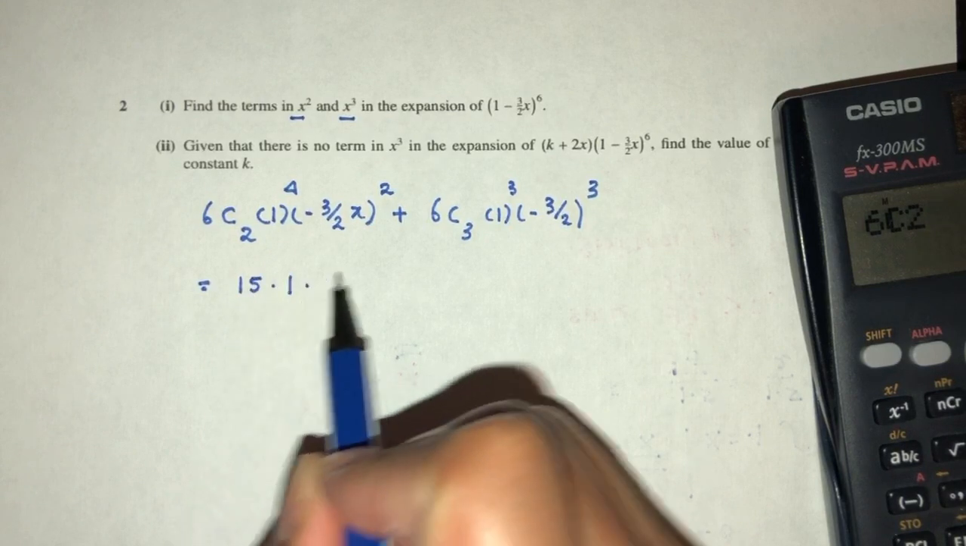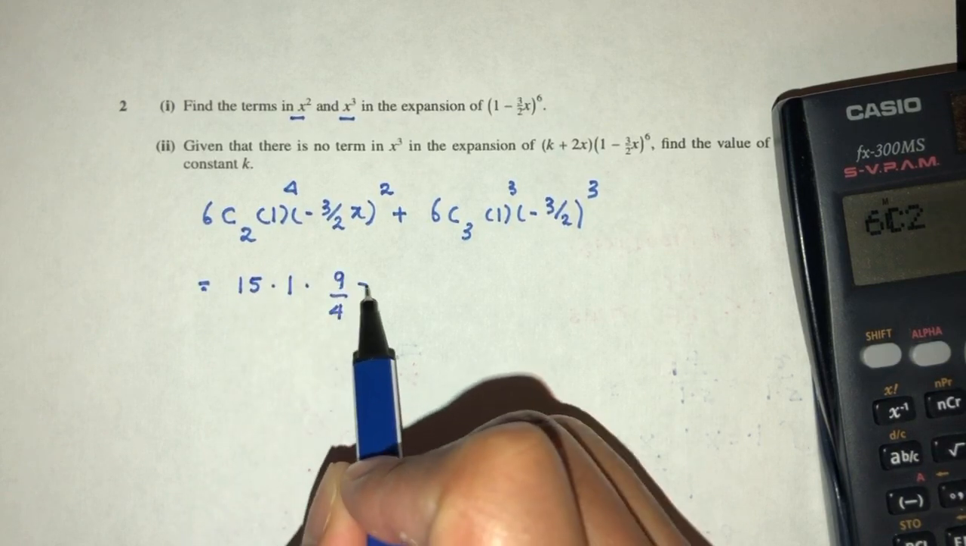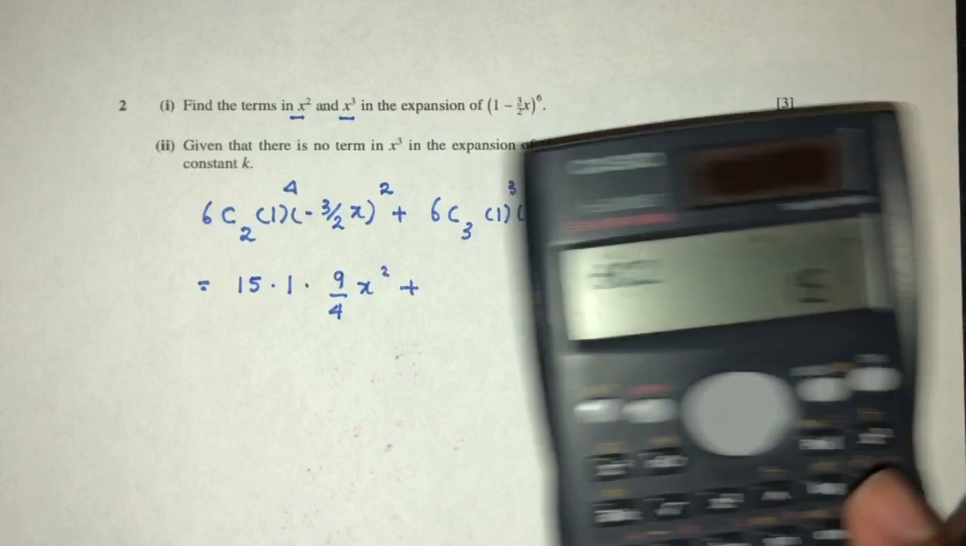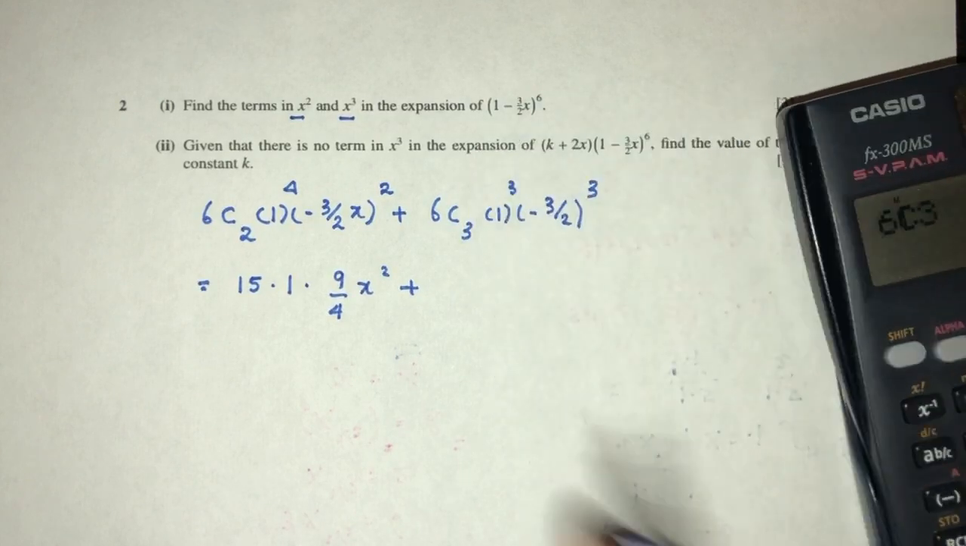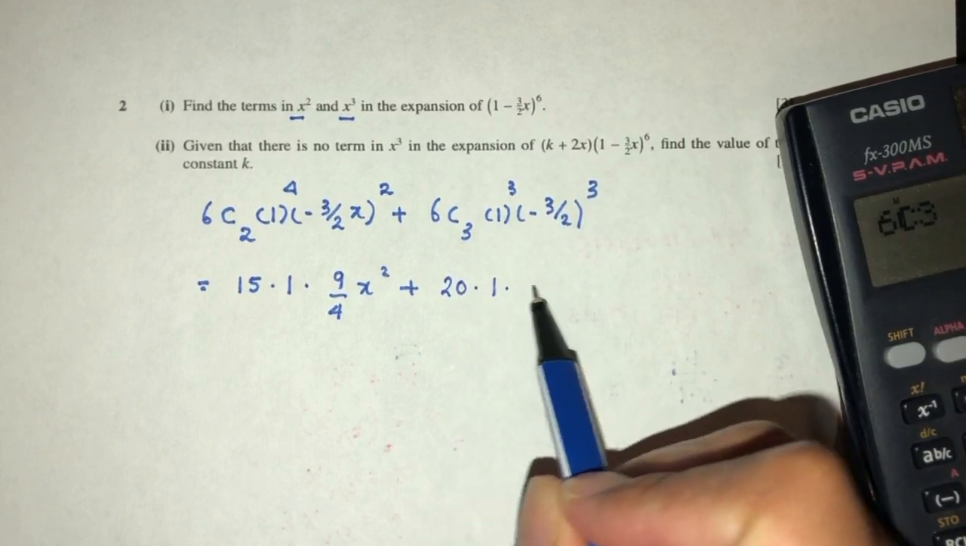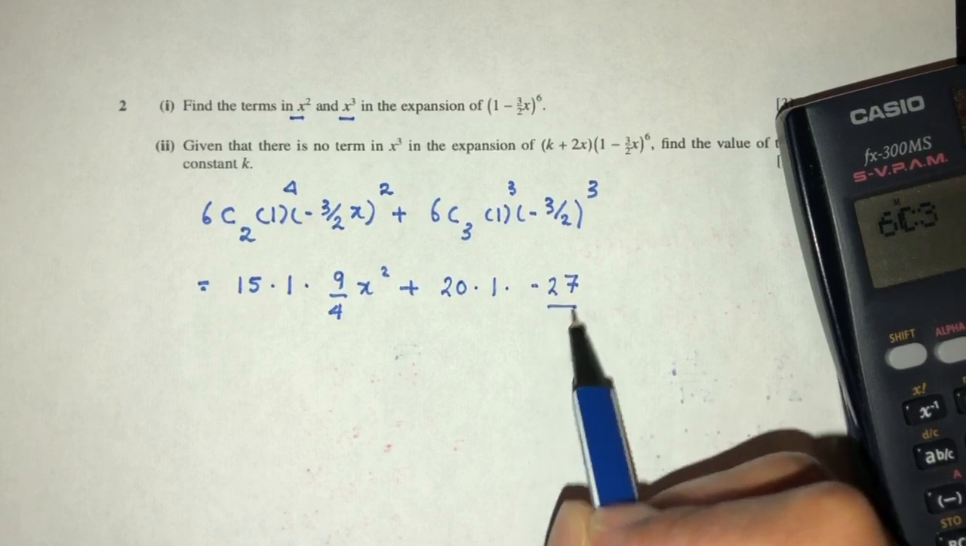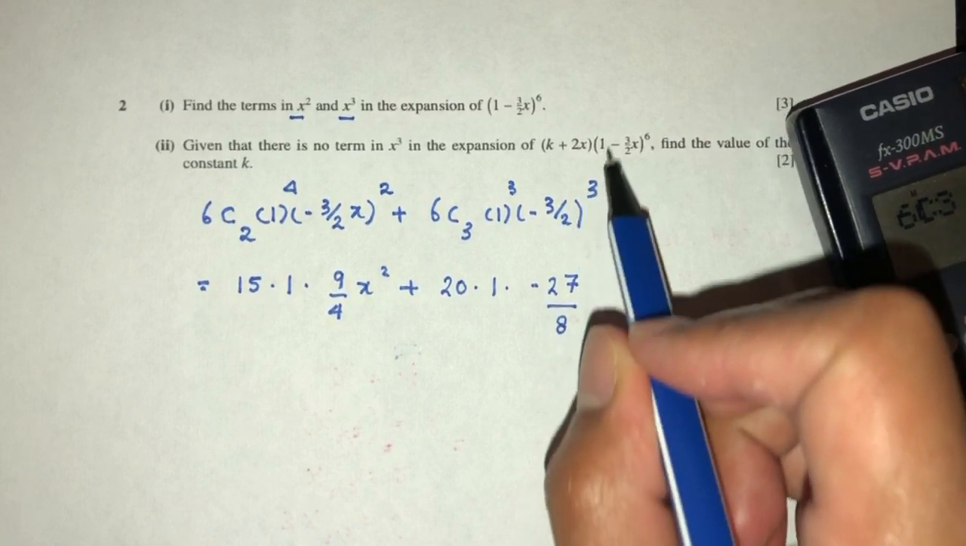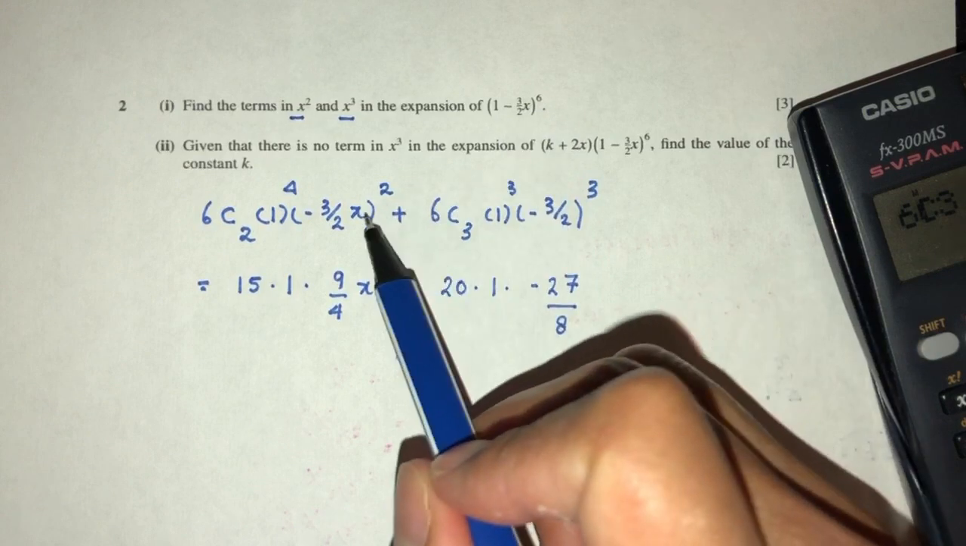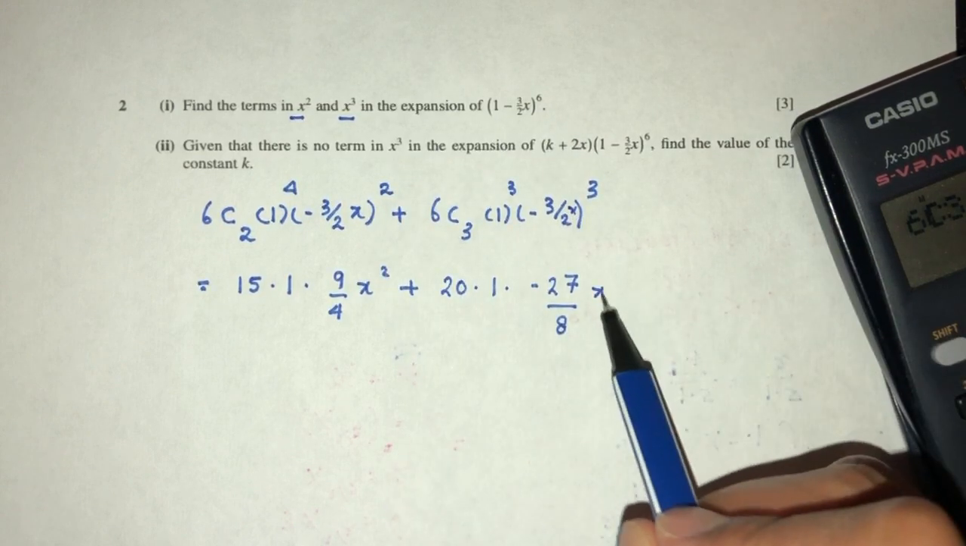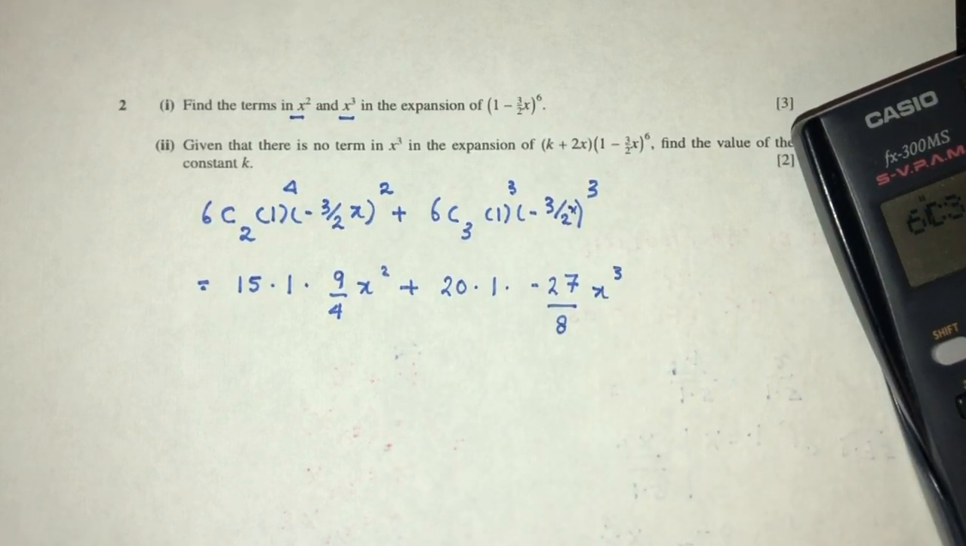15 times 1 times 9 over 4 x squared plus that is 20 times 1 times minus 27 over 8. Of course, I forgot the x here. We have an x inside, you see. That should be x power 3. Now we can simplify. Let's see what happens.